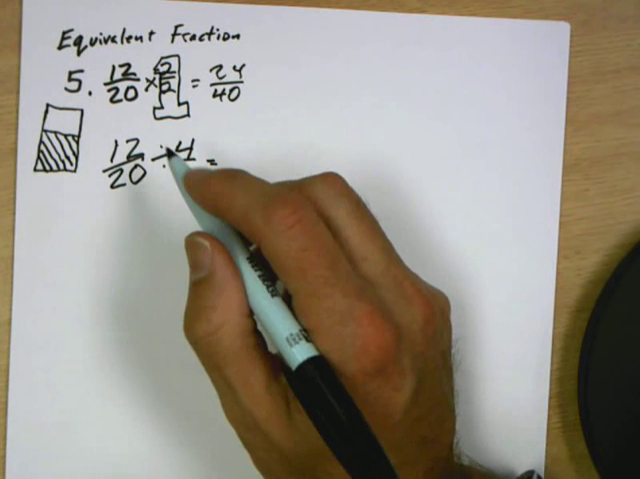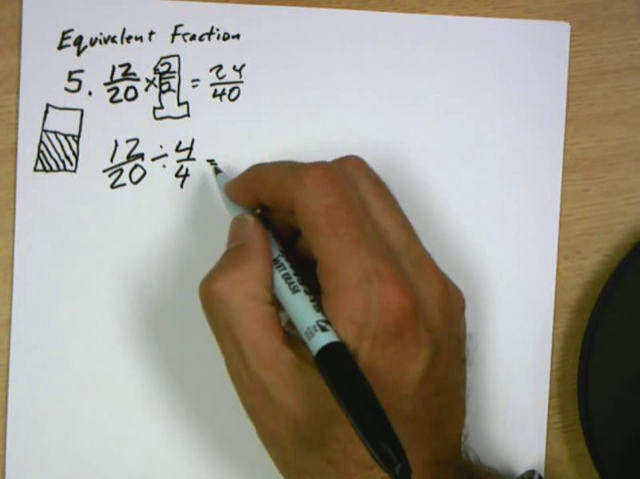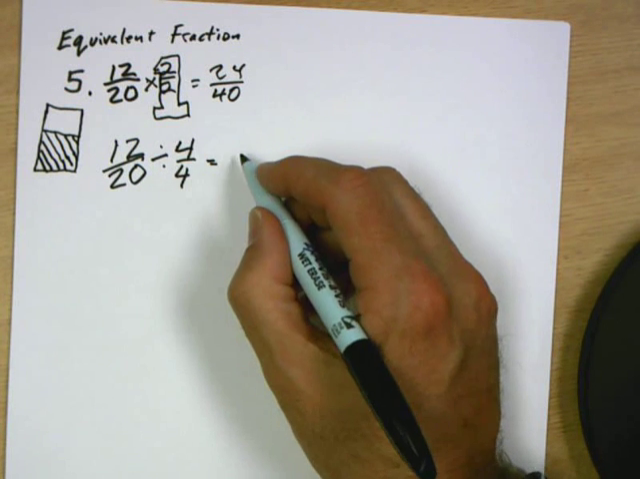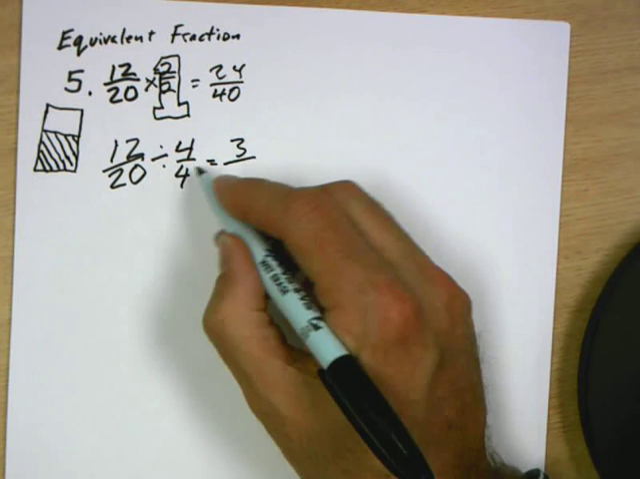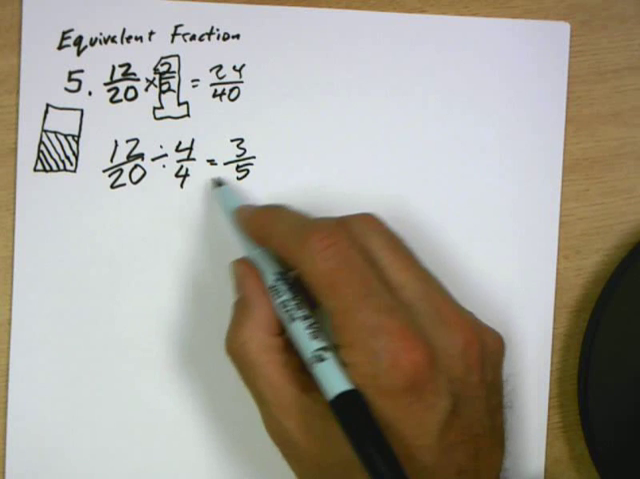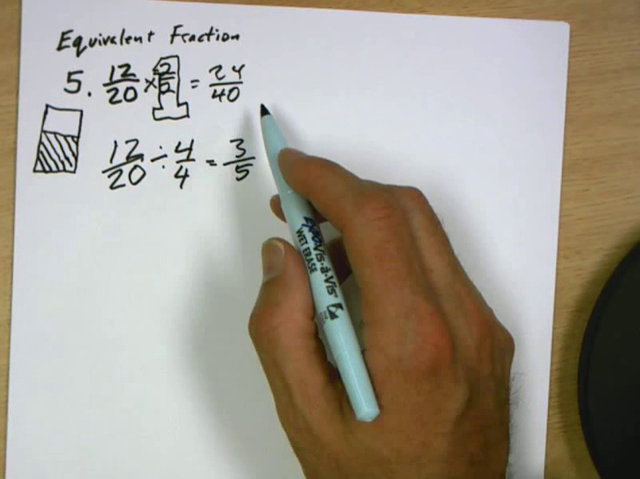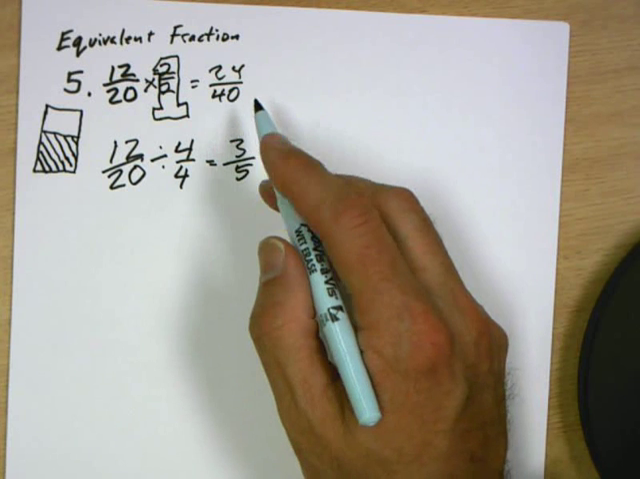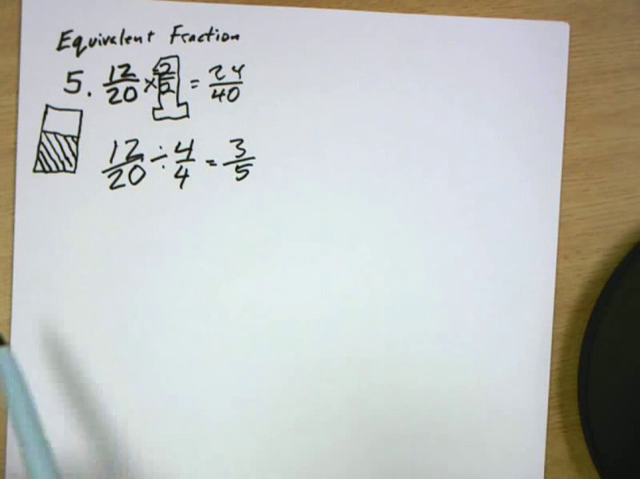I could actually use any divisor. I could divide the numerator and denominator both by 2, but then I could simplify it further. 12 divided by 4 is 3, and 20 divided by 4 is 5. So 3/5 is an equivalent fraction. And they don't say simplest terms or give any direction. They just want an equivalent fraction, and they just want 1, and I did 2 here. So that's equivalent fractions.